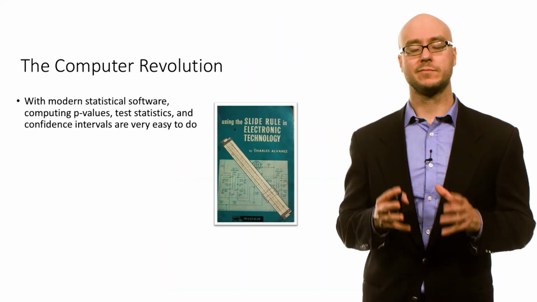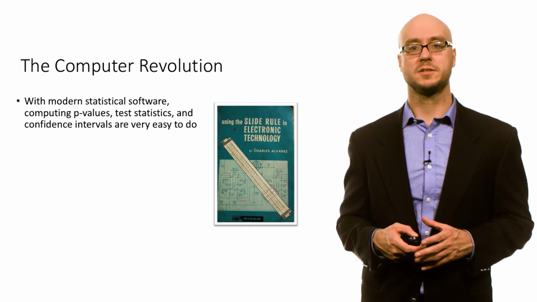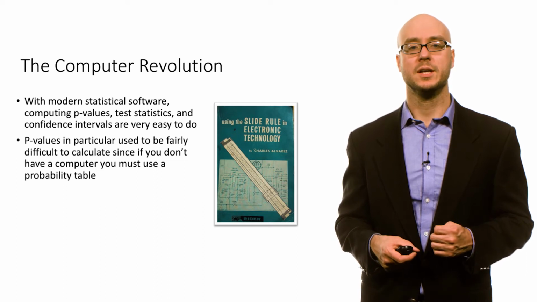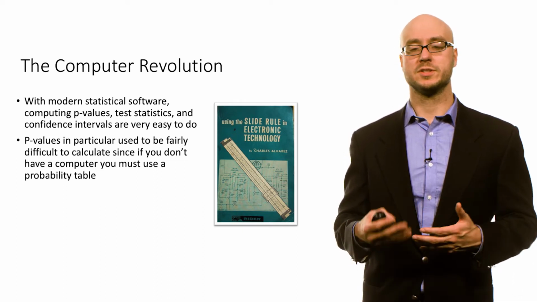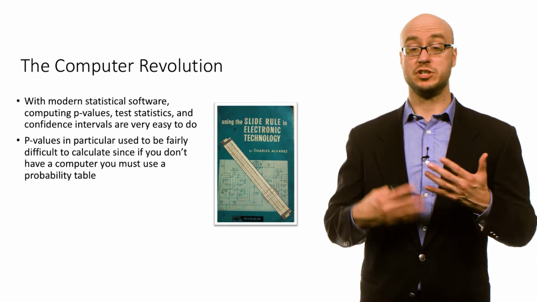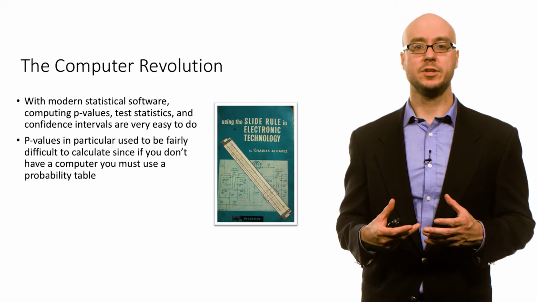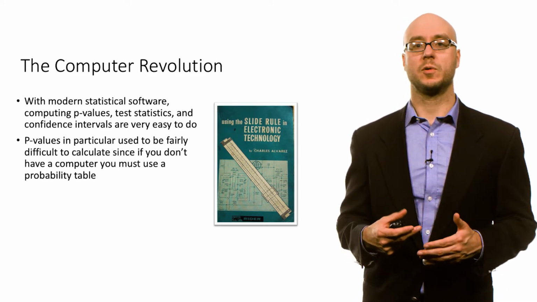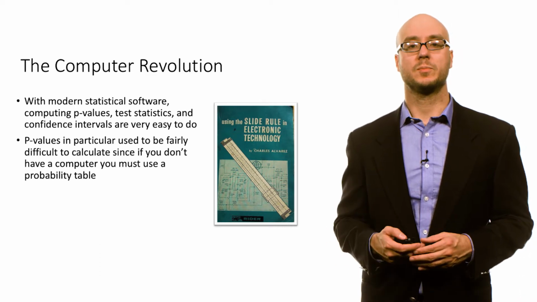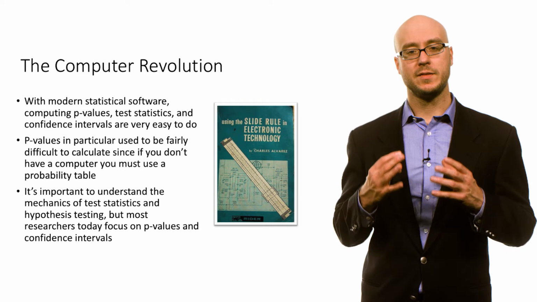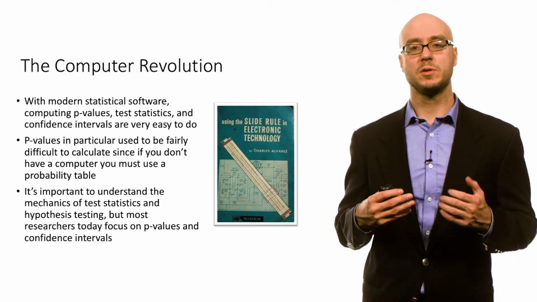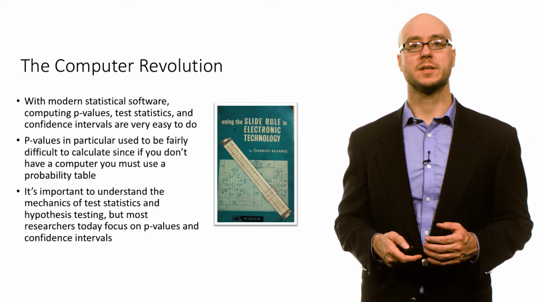So there's been a computer revolution. With modern statistical software, computing p-values, test statistics, and confidence intervals is very easy to do. Historically, researchers and statisticians focused more on the standard normal distribution, but with modern software, using the t-distribution is pretty easy. We're going to use statistical software to calculate t-values and probability values using the t-distribution rather than probability tables. The key point, though: it's important to understand the mechanics of hypothesis testing and test statistics, but most researchers today focus on p-values and confidence intervals.